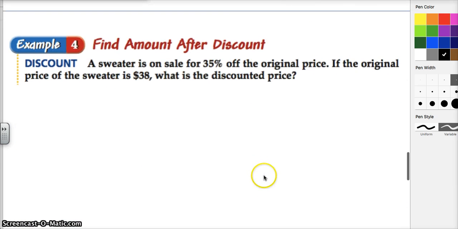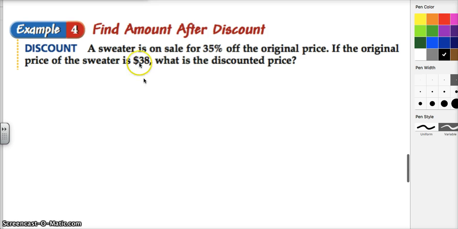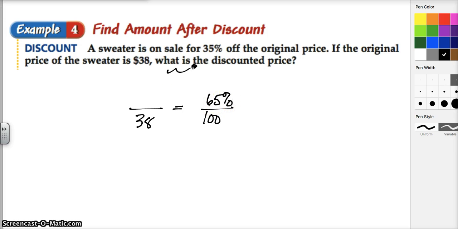And here's our final example for this lesson. We're going to find the amount of a discount. A sweater is on sale for 35% off the original price. If the original price of the sweater was $38, what is the discounted price? Now here I'm going to ask you to again try to think about this in one step. So if I know that $38 is the original, and that's 100% of the original price, and it's on sale for 35% off, the question is, how much are they leaving on? If they're taking 35% off, that means they're leaving 65% on for me to pay, and that's the discounted price. Did you see that?